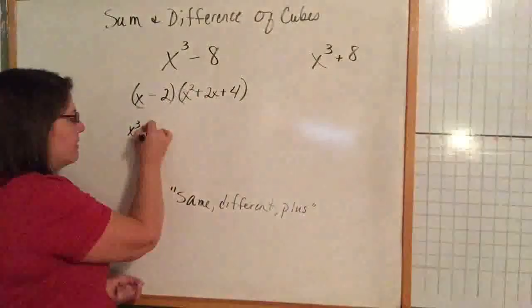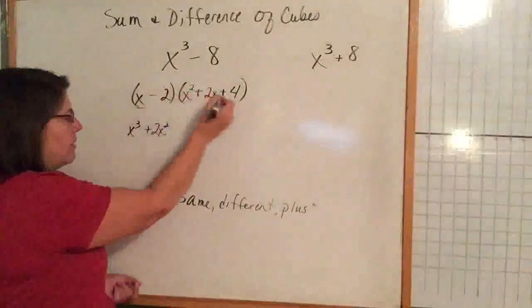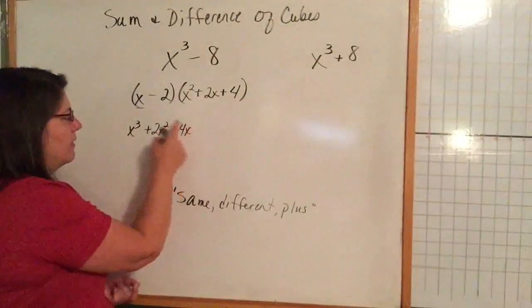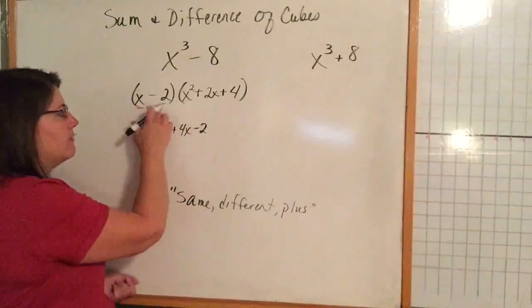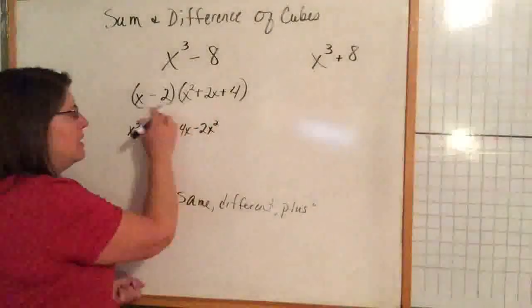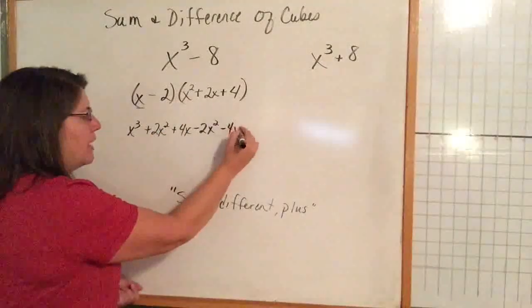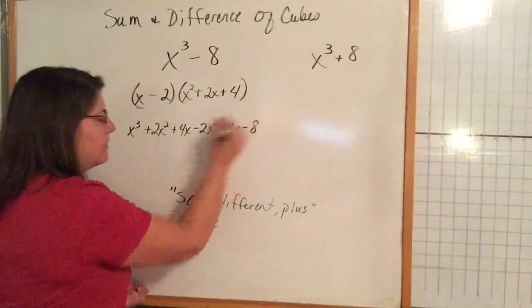X times 2x is 2x squared. X times 4 is 4x. Then I'm going to take the second term and multiply by all of them in the trinomial. Negative 2 times 2x squared is negative 2x squared. Negative 2 times 2x is negative 4x. Negative 2 times 4 is negative 8.